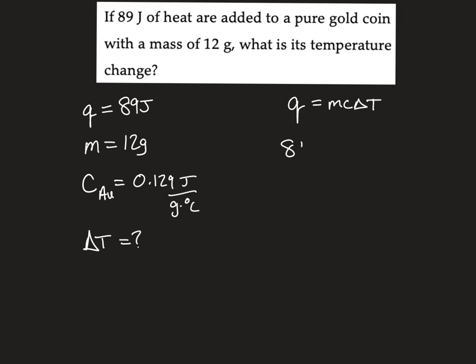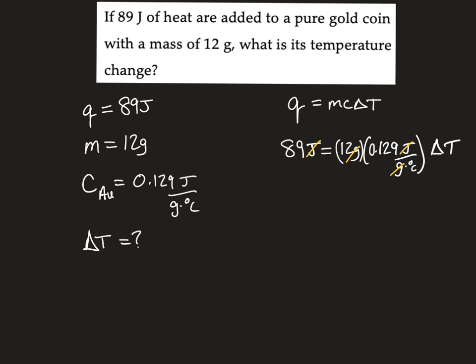And so again, Q equals mC delta T, 89 joules. Plugging in for Q, 12 grams for the mass, 0.129 joules per gram degrees Celsius for the specific heat. And then we're going to solve for temperature change as if temperature change were just X in the equation. Don't be confused by the delta T. That's just one variable.